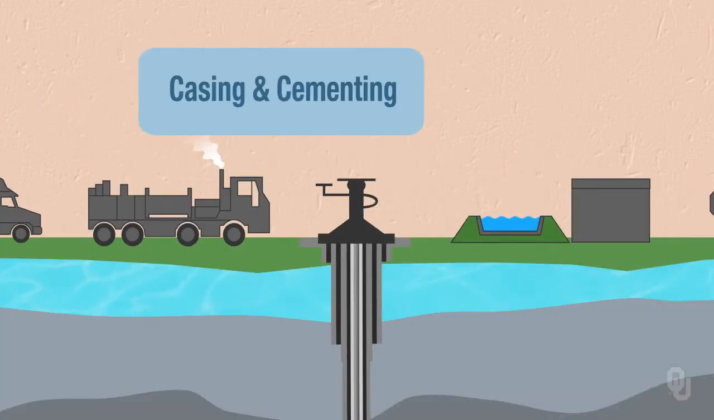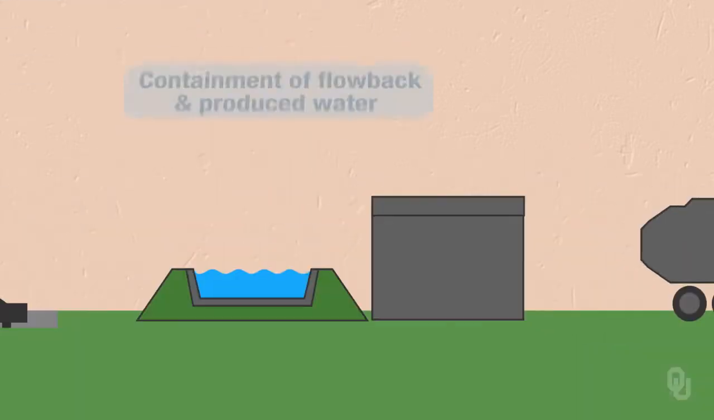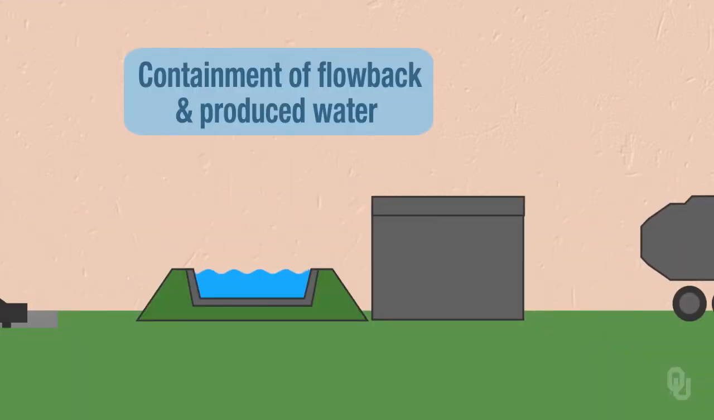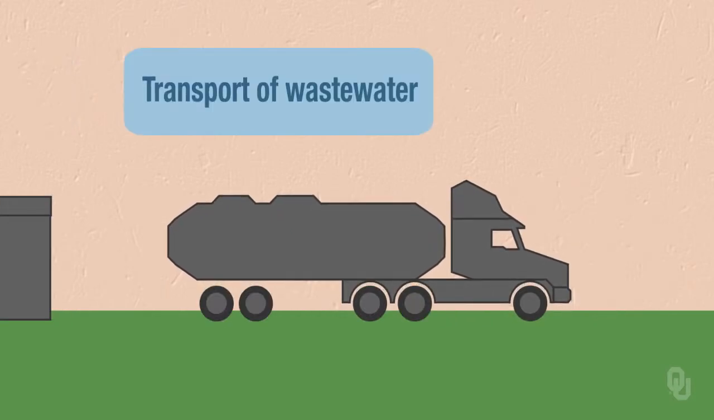casing and cementing of the well to isolate drinking water aquifers, separation of the hydrofrac zone from drinking water sources, and containment of flowback and produced water for storage, treatment, reuse, and disposal. And finally, transport of wastewater for reuse or disposal.